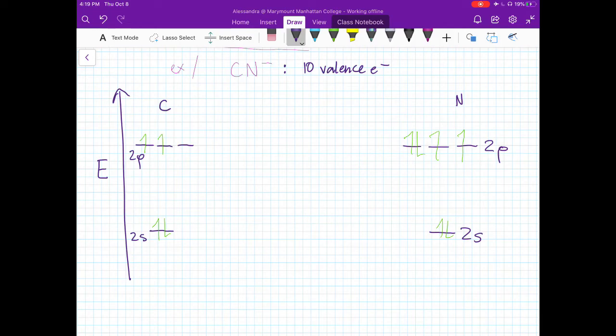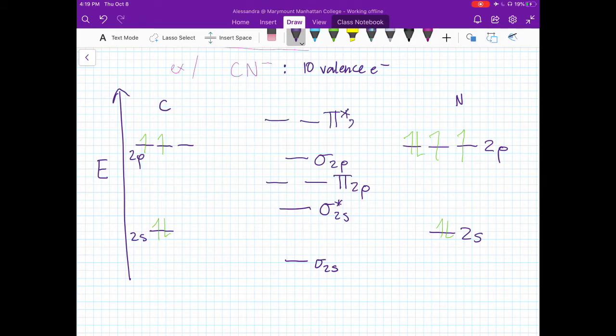So I can just use that template for the order of my molecular orbitals in the cyanide anion. That means that I'm going to put sigma 2s, followed by sigma star 2s, followed by pi 2p and sigma 2p. Then I have pi star 2p. And finally, sigma star 2p. So now I can take those 10 valence electrons and fill up the molecular orbitals. 1, 2, 3, 4, 5, 6, 7, 8, 9, 10.